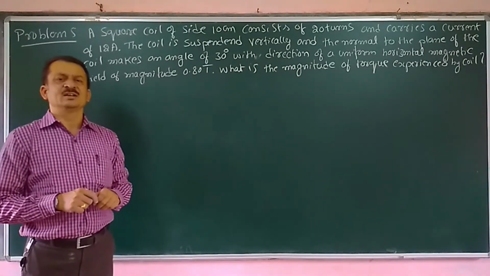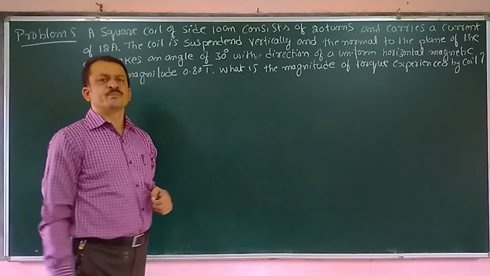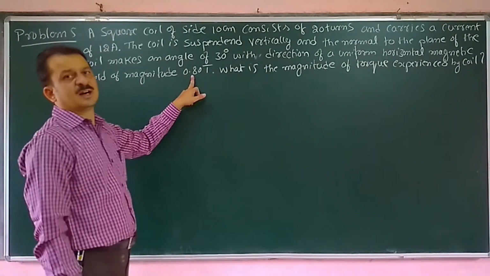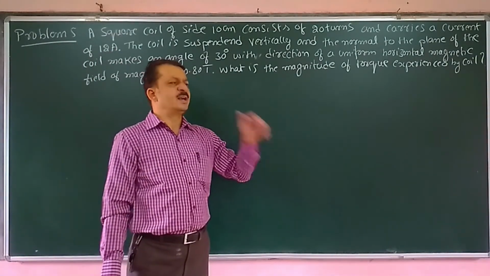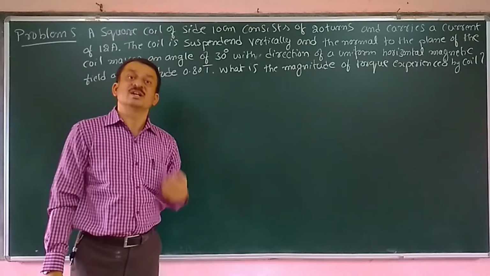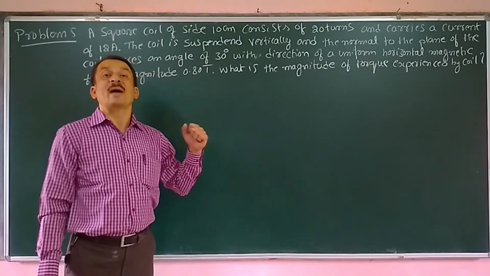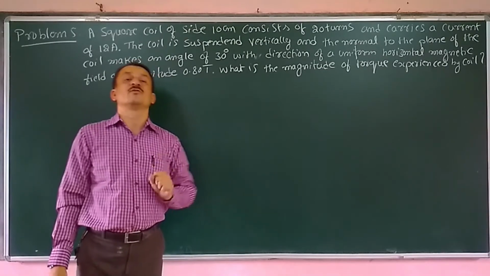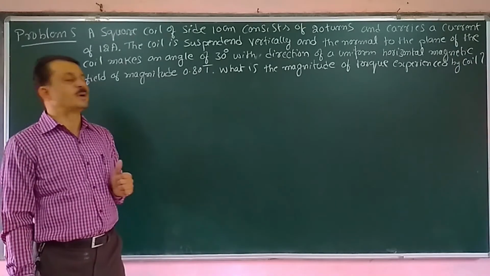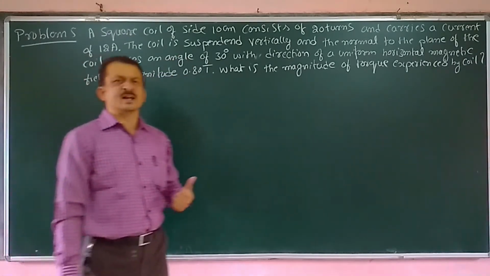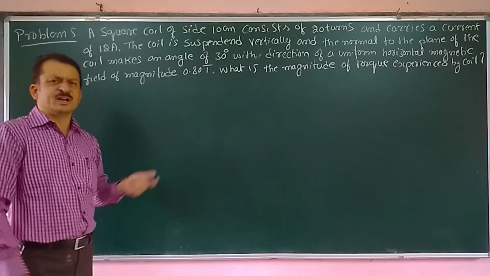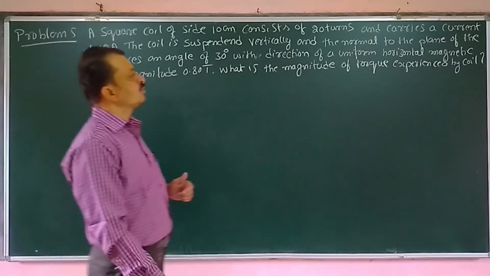We have a square coil. It is suspended vertically in the presence of a uniform magnetic field of 0.8 Tesla. It is suspended such that the normal to the coil... Now this normal to the coil gives the direction of what? It gives the direction of magnetic moment, which is the product of current and the area of the square loop. Normal to the coil represents the direction of the magnetic moment, and the magnetic moment is making an angle of 30 degree with the magnetic field. Then we have to calculate what is the magnitude of the torque.